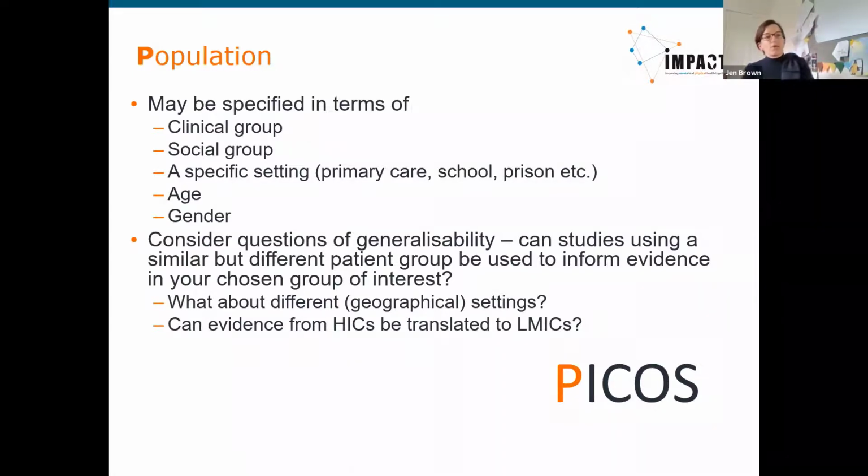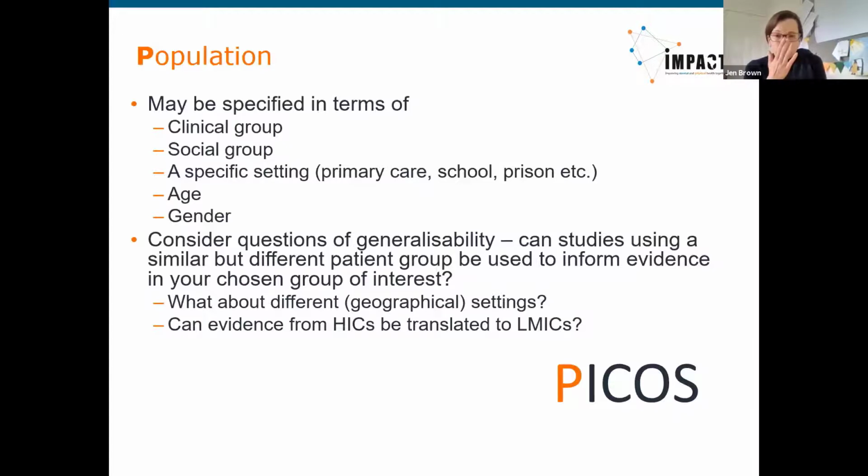Coming back to the point that I was making earlier about not wanting to exclude relevant evidence, you can think about generalizability here as well. Can studies from a different patient group be used to inform the evidence for your chosen group of interest? Also think about different geographical settings, and whether or not evidence from high income countries can be translated to low and middle income countries, or if the differences are so fundamental that they require looking at separately.